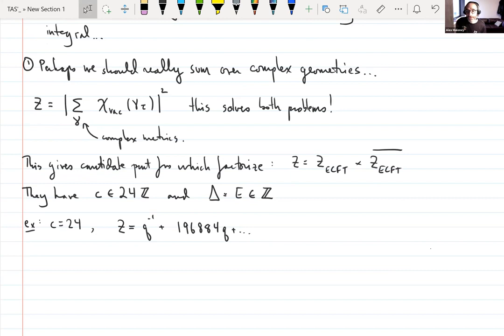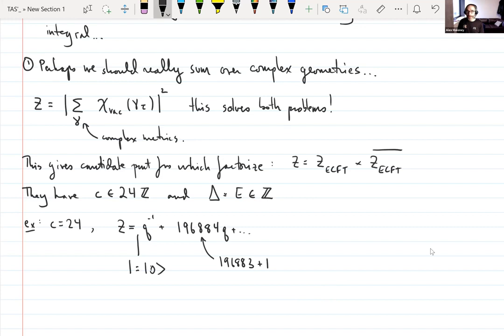Remember, the ground state has energy c over 24 on the holomorphic side and c over 24 on the anti-holomorphic side. So there's a coefficient 1 here, which is the number of ground states. So that 1 here is empty AdS. What is this 196,884? Well, 196,884, through very complicated mathematics, is 196,883 plus 1.